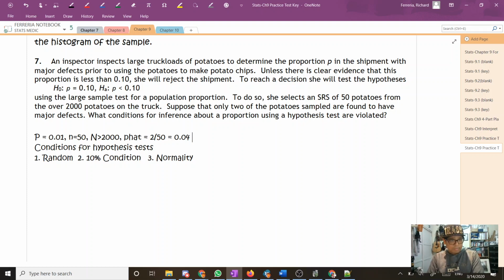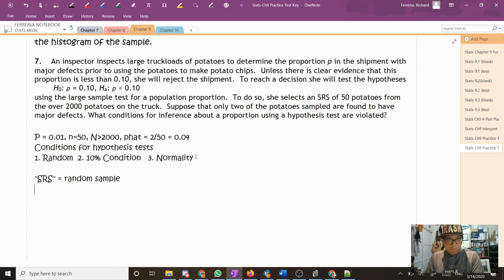Cool. Conditions for a hypothesis test. Any hypothesis test we do, there are these 3 conditions. The first one is randomness. So let's see, did we satisfy the random condition? Yeah, we did. We were told that this is an SRS, a simple random sample. So we didn't violate condition 1.